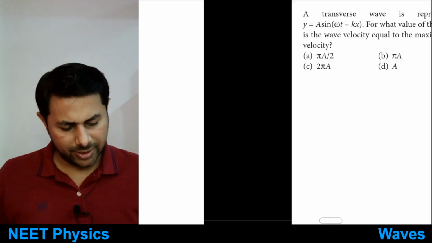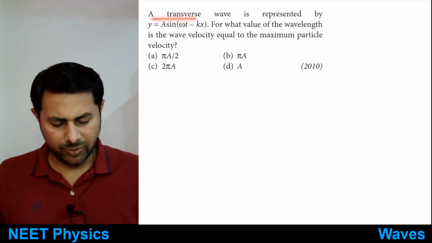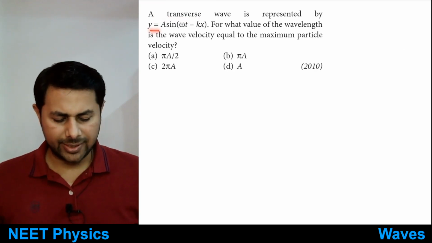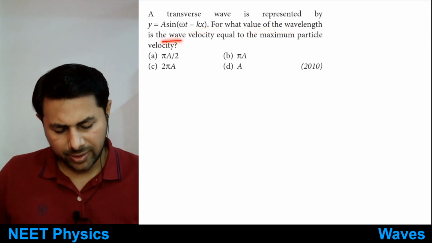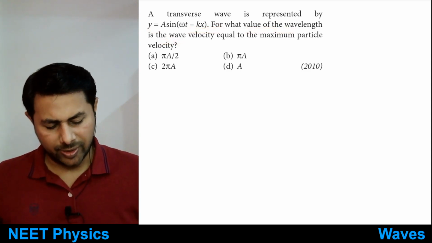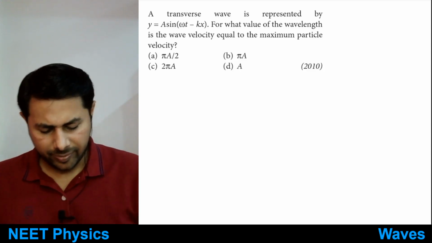So now we can solve these kinds of problems. And then a transverse wave is represented by y equals a sine of omega t minus kx. For what value of wavelength is the wave velocity equal to the maximum particle velocity? Okay, so again that's the same.